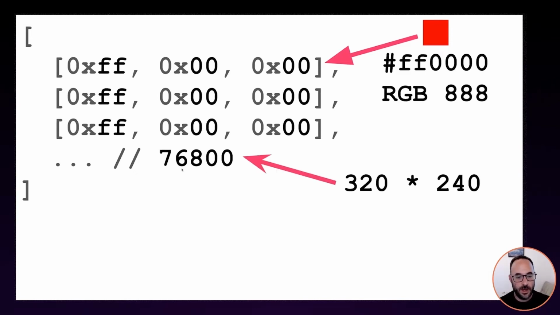And why do we have 76,800 of these? Because we have 320 pixels by 240 pixels, and we need to pass each pixel in this for this size.